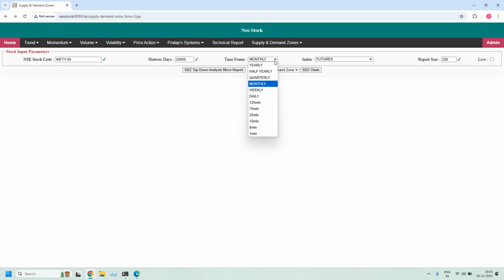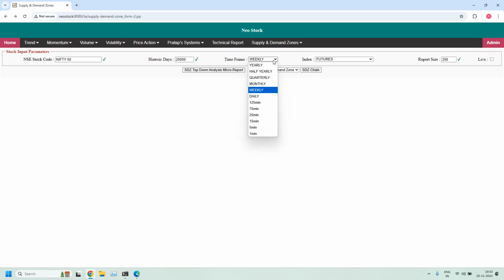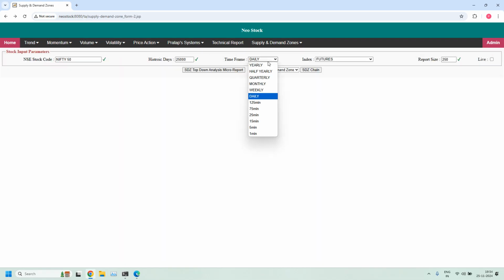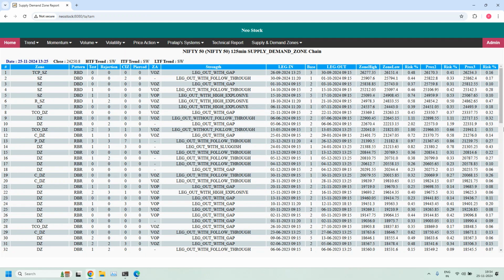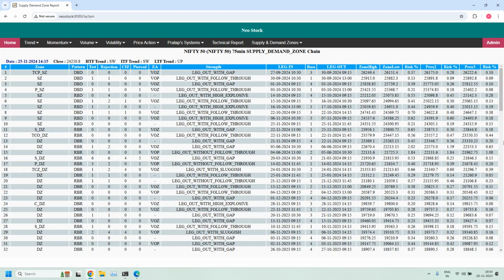Okay, next time frame is weekly, and a weekly supply demand zone chain for NIFTY. Next time frame is daily, a daily supply demand zone chain for NIFTY. Next time frame is 125 minutes and 125 minutes supply demand zone chain for NIFTY. Next time frame is 75 minutes and 75 minutes supply demand zone chain for NIFTY.